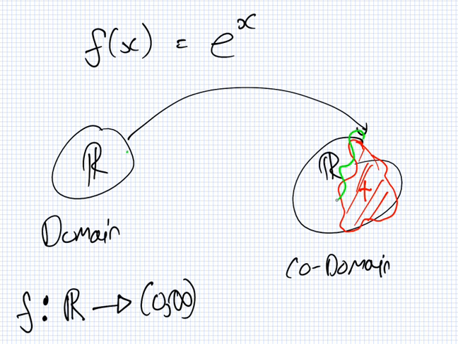So step two is solving. And then step three, once you've solved it, your answer is this piece here. But the y is just replaced by an x.